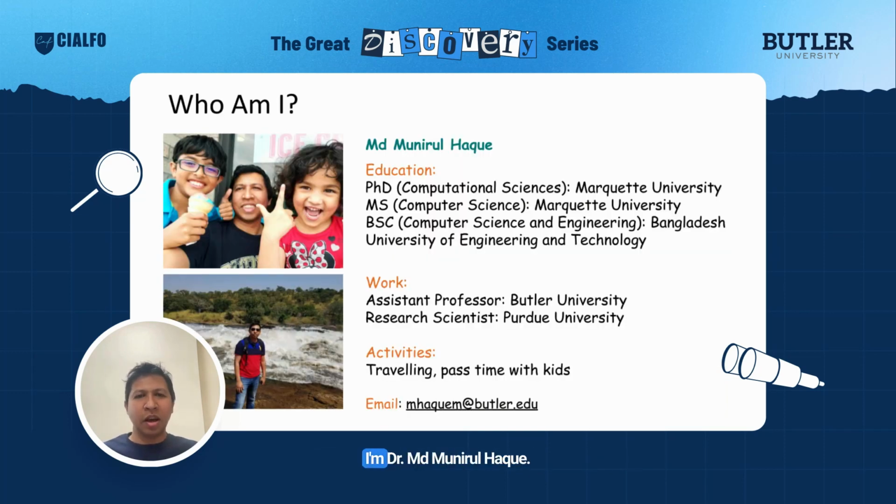So about me, I'm Dr. Md Munirul Haque. I did my PhD from Marquette University, and after that I did my postdoc from University of Alabama, Birmingham, worked for some time as research scientist at Purdue University here in Indiana, and now I'm working as an assistant professor at Butler University. In my pastime, I like to travel. That's my favorite hobby. I also like to play with my kids. And as you can see, playing with my kids and some picture that I have taken in Uganda when I went there for a NIH-funded project to digitalize their healthcare system.